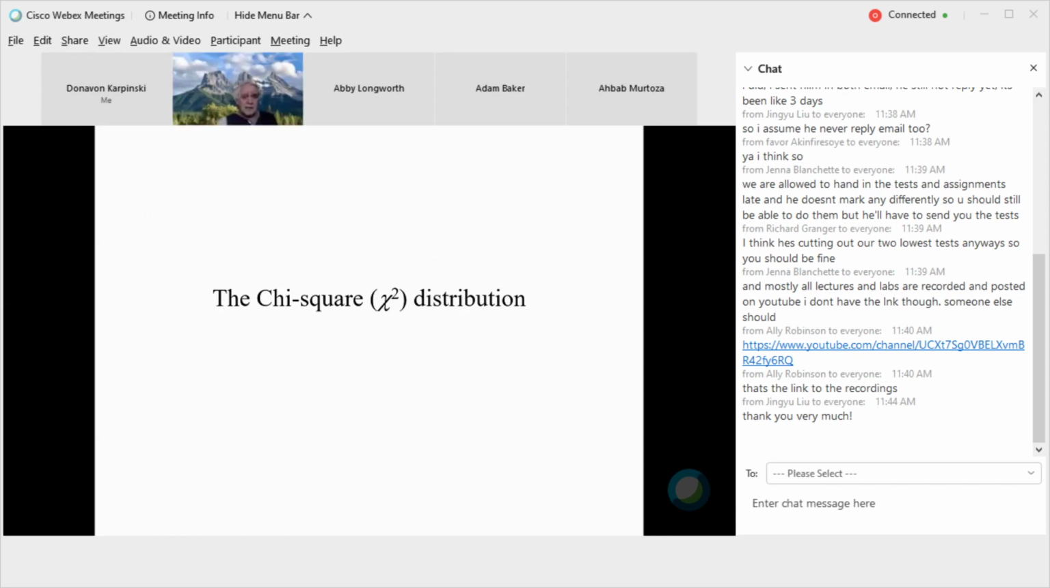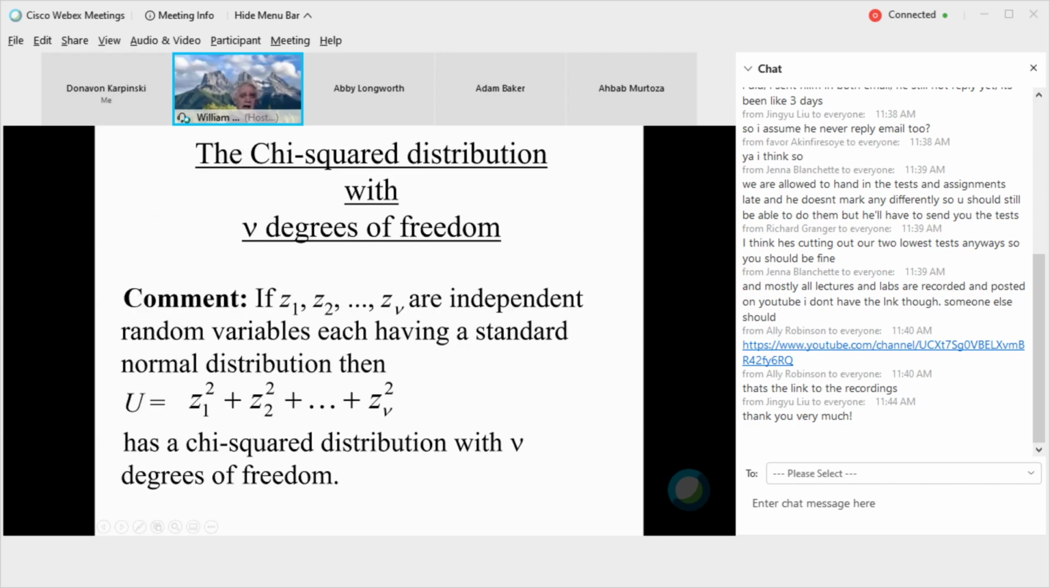The next distribution we'll consider is the chi-squared distribution. This is the Greek letter chi. This is how the chi-squared distribution arises. Suppose you have n independent standard normal random variables. You square each one of them and add them up. That has a chi-squared distribution with nu degrees of freedom. Nu is the number of terms in the sum of squares.